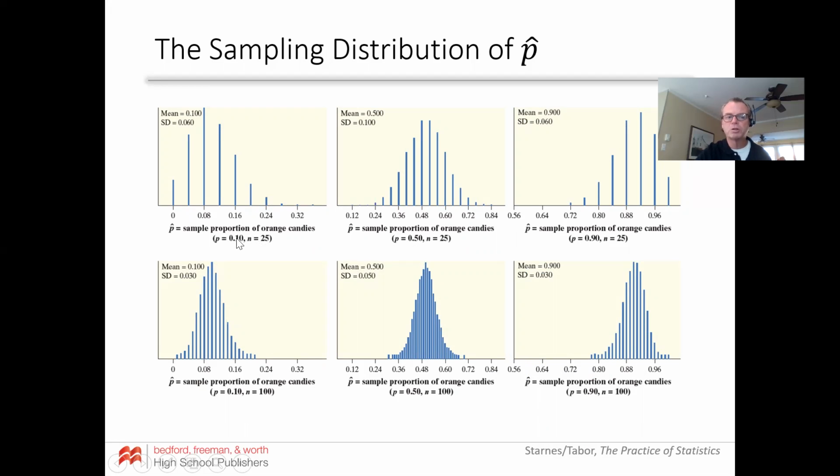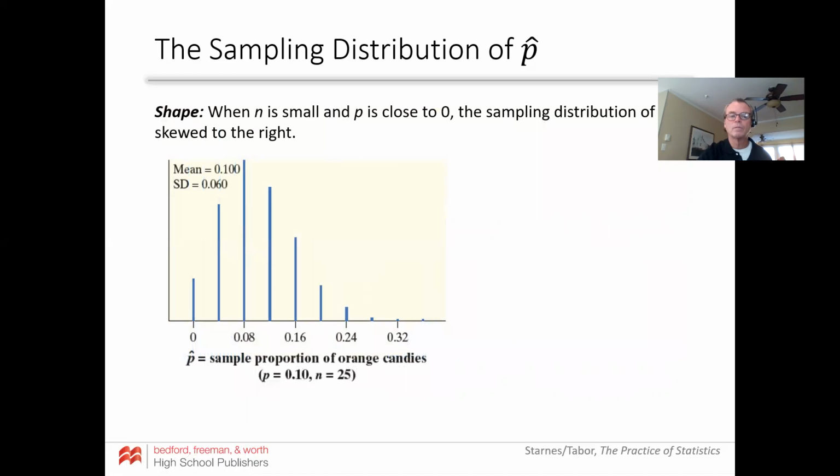That make sense? If you multiply the proportion, 10% times 25 is just 2.5. It's less than 10. 50% times 25 meets it, ready? 90% times 25 meets it, but 10% doesn't. So in these pictures, the middle picture in the first row and the whole bottom row meet the conditions, and you can look at the shapes of the graph. Talk about skewness here, which we're familiar with.